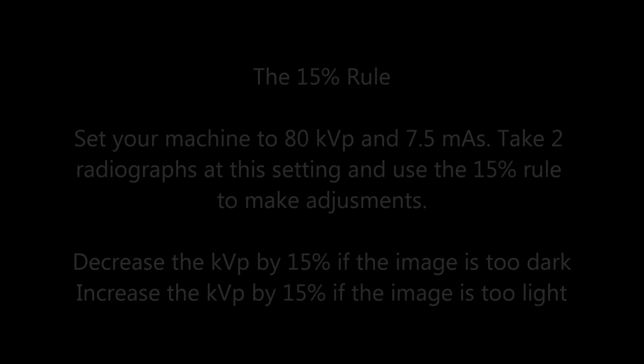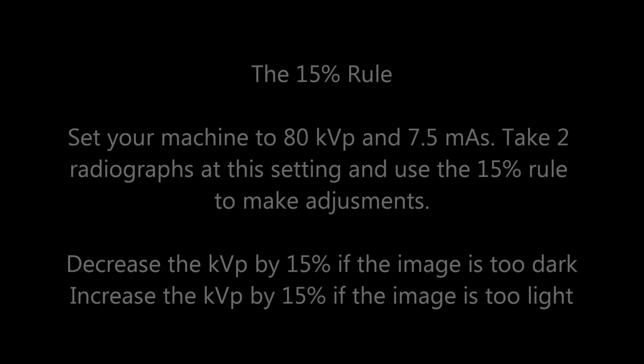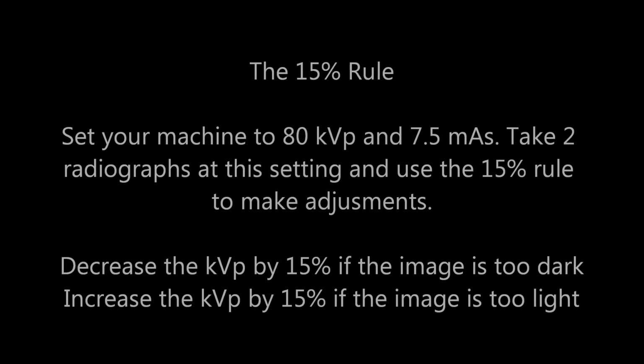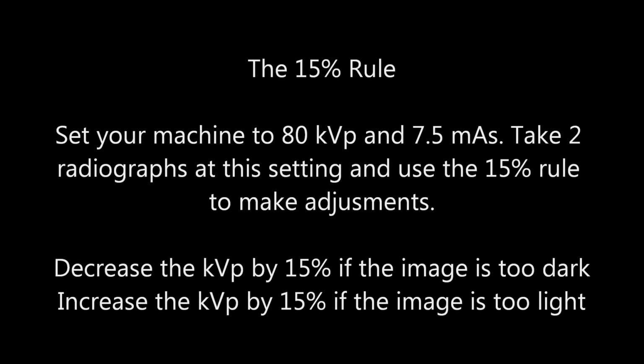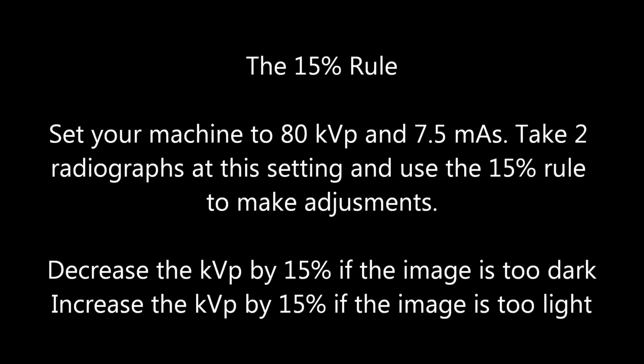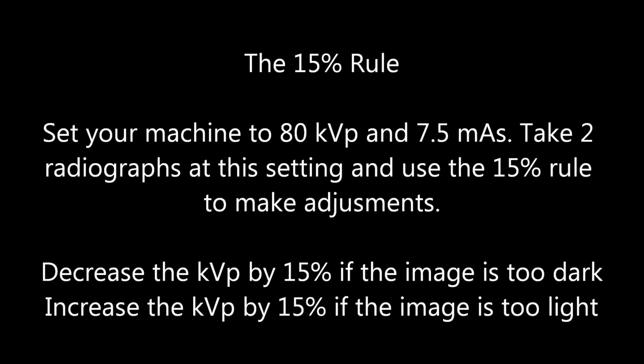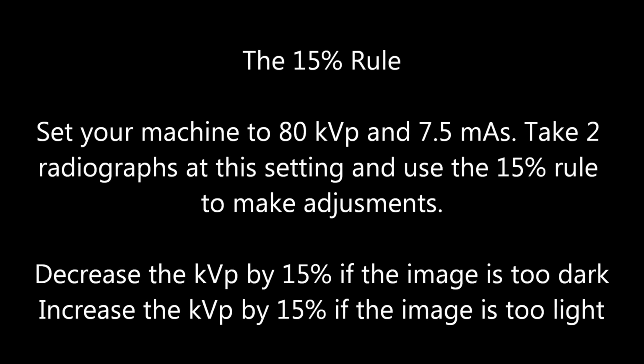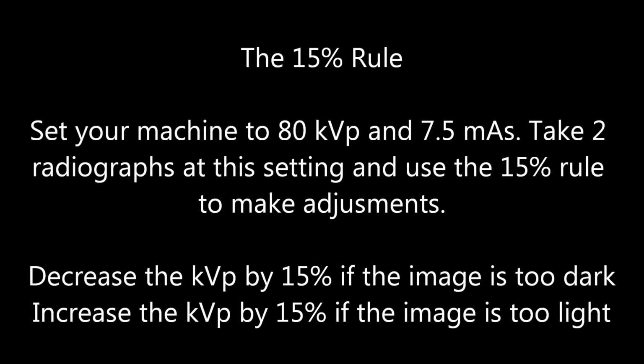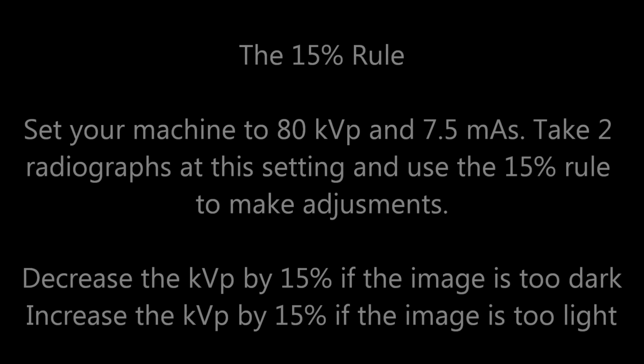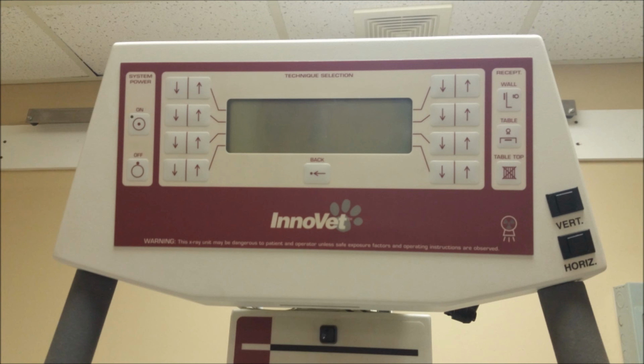Set your machine to 80 kVp and 7.5 mAs. Take 2 radiographs at this setting and use the 15% rule to make adjustments. Decrease the kVp by 15% if the image is too dark, and increase by 15% if the image is too light. And this is just another view of the machine that we have.